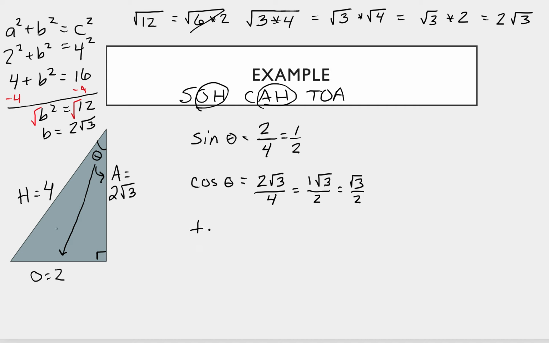All right, and then the third one is going to be the tangent. And our definition for tangent is opposite over adjacent. So the opposite is going to be 2, and the adjacent is going to be 2 on the square root of 3. Now, if you remember, we are not allowed to have a square root in the bottom of a fraction, so we're going to have to simplify that out. The first thing I'm going to do is go ahead and cancel these 2's, get that out of the way.